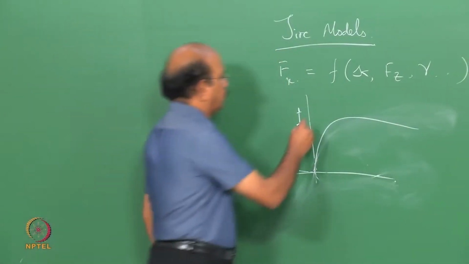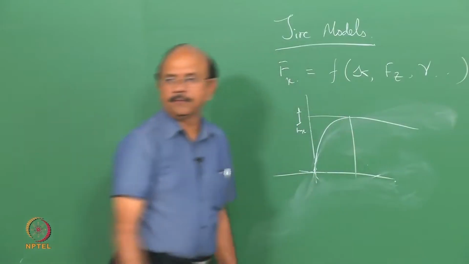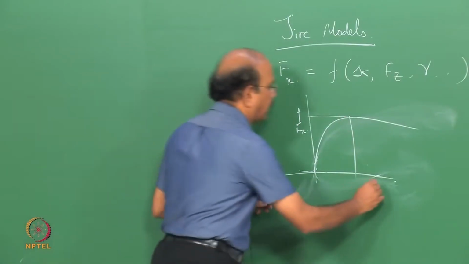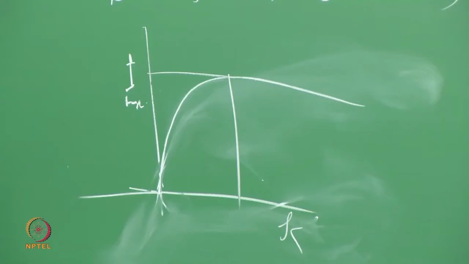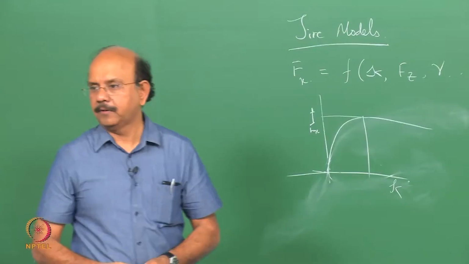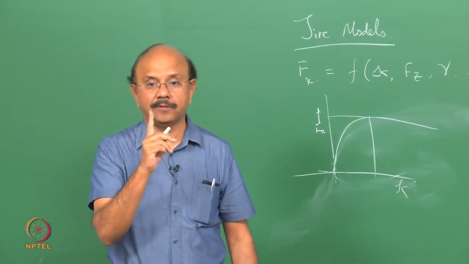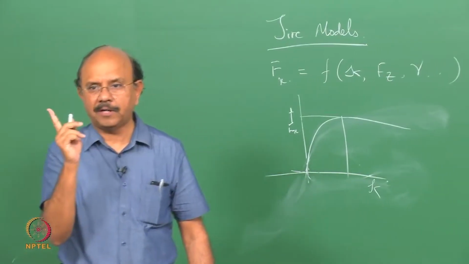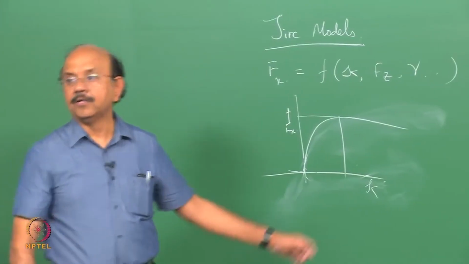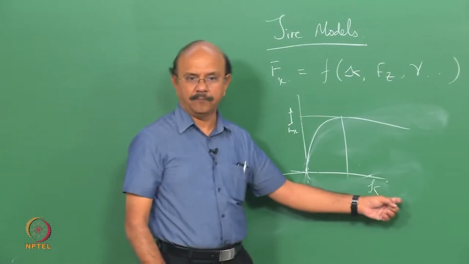So what's the maximum force? I know this is the maximum force, and that is the kappa. Fx versus kappa. So what exactly is kappa here? Kappa is our slip. We had defined two slips. Remember? Theoretical slip called sigma, the practical slip kappa. So that is what I am plotting here, kappa.